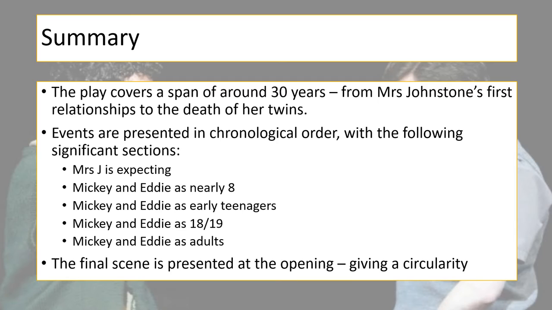Then into Act 2 we get a presentation of Mickey and Eddie as early teenagers. Things move forward as Eddie leaves for university and they are both around 18 or 19. And then finally, after Mickey comes out of prison, we get a presentation of the boys as adults. So there are, I guess, kind of key moments within the lives of the boys that are presented on stage, and often there's montages that move us between.